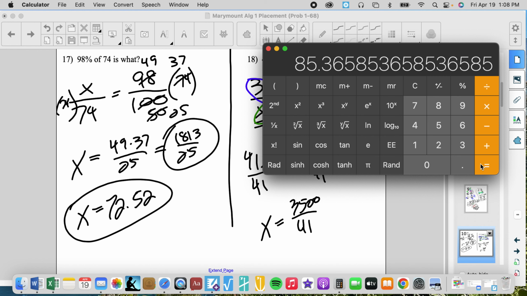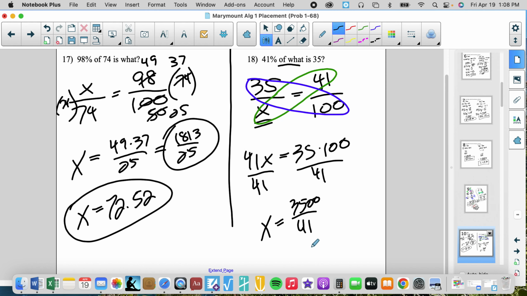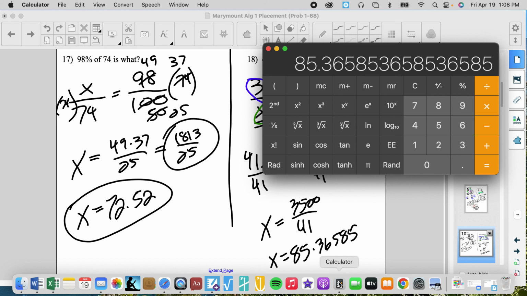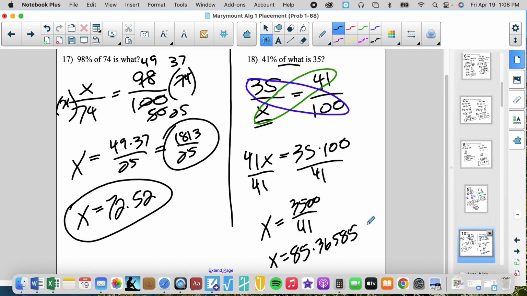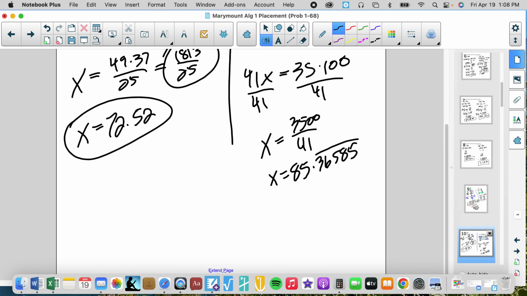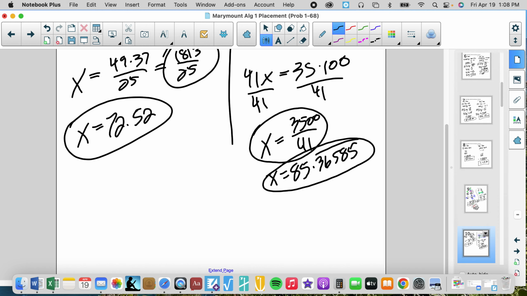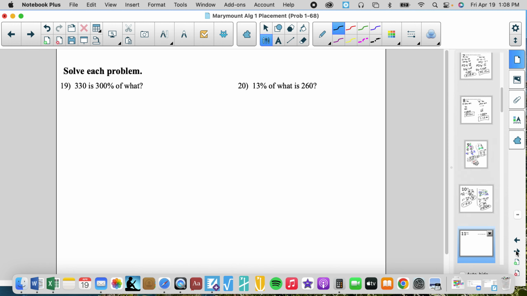Come on. Which is 85.4, 85.36, no, 85.36585. So that is a repeating decimal. That should be the only answer. Well, actually, that would be okay. I'm sure that they give the answer of 85.4. 85.4. Nice.